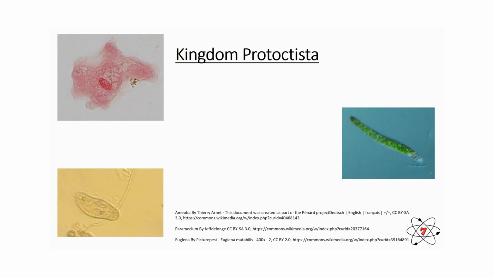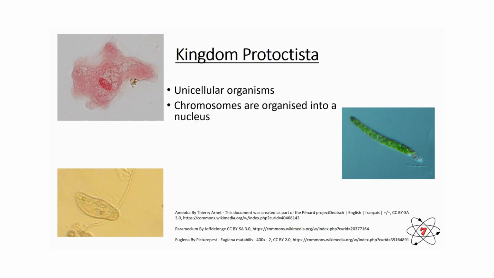Our next kingdom is Protocista. Protocista are fairly similar to Monera, in that they are unicellular organisms. They only have one cell in their body. The big difference between Protocista and Monera is that in Protocista, the chromosomes are found in the nucleus. This is the easiest way of telling the difference between the two. But Protocista also have other, more advanced features.